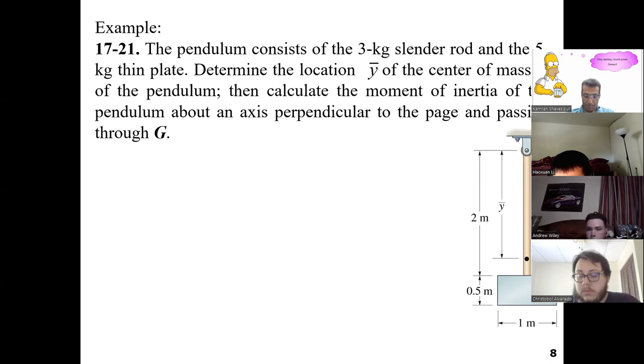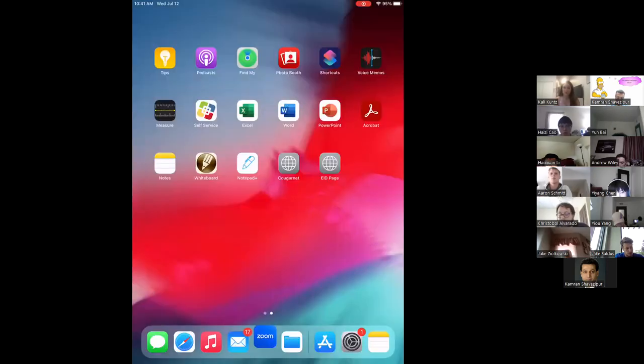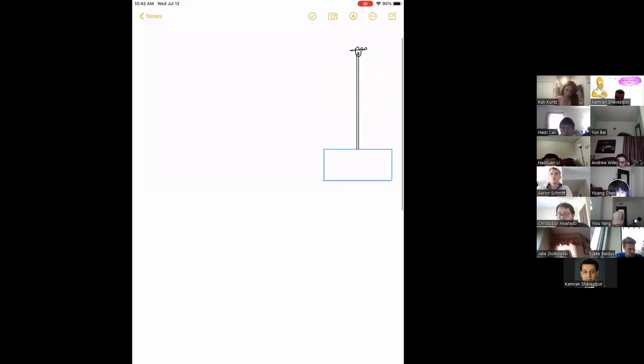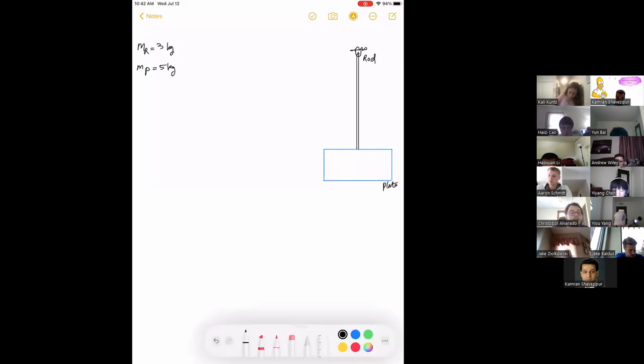Let me go to the tablet. So let's call this the rod, and let's call this the plate, right? So the mass of the rod is 3 kilograms. Mass of the plate is 5 kilograms. These dimensions, as you can see, this is 1 meter. This is 0.5 meter. And this height is 2 meters.